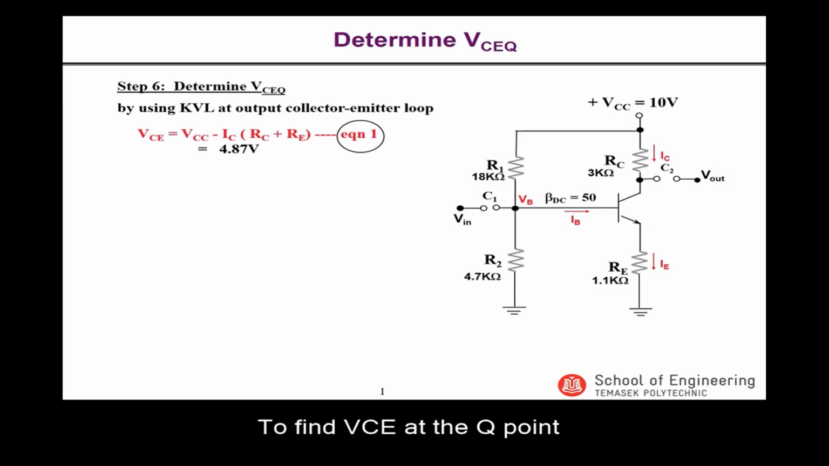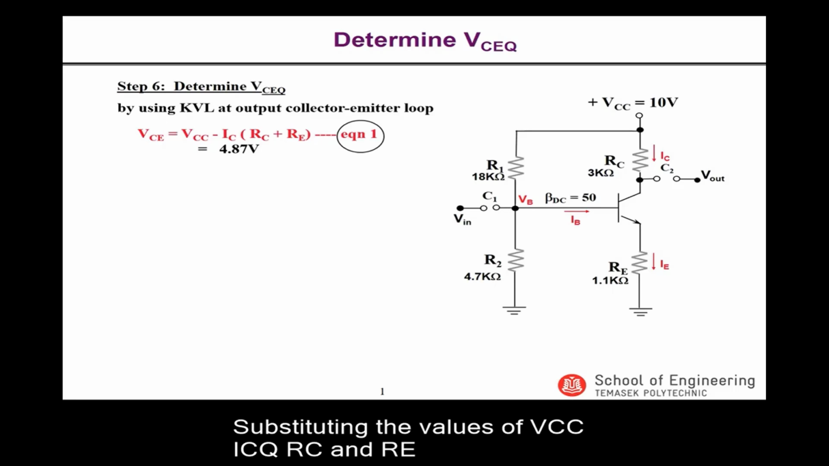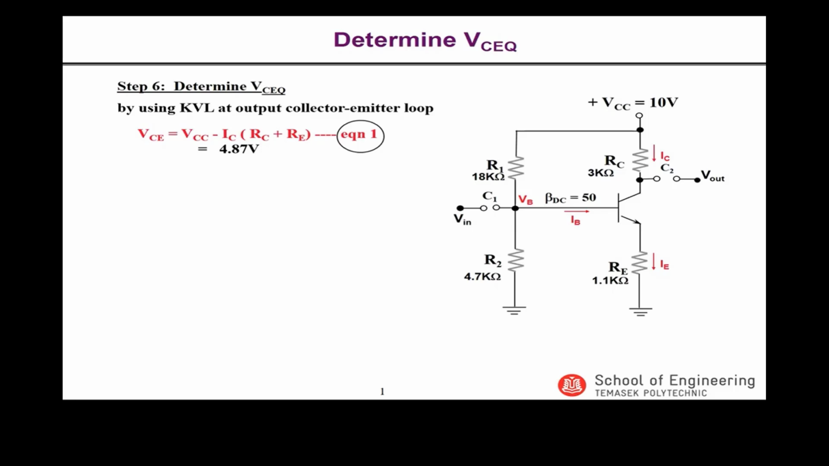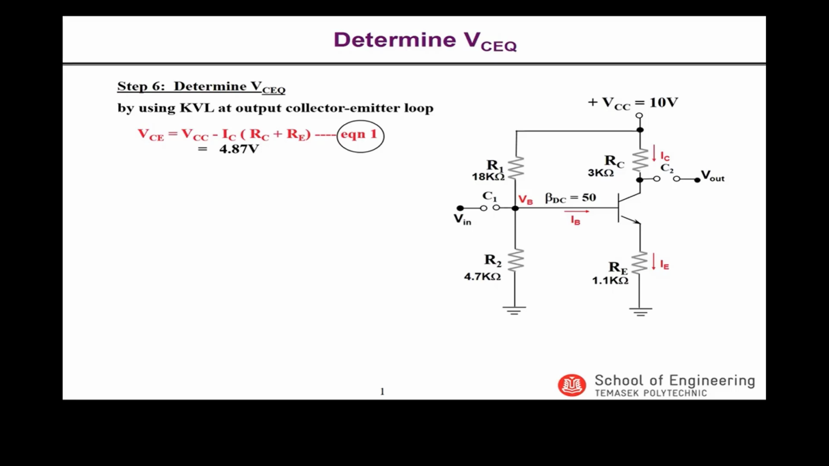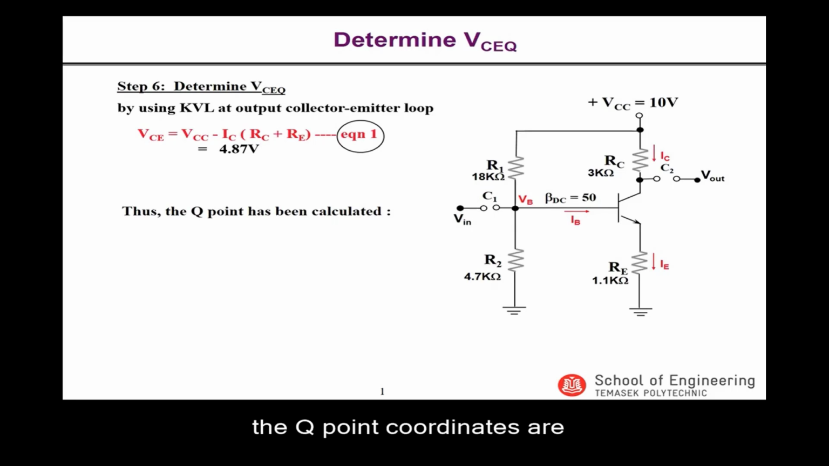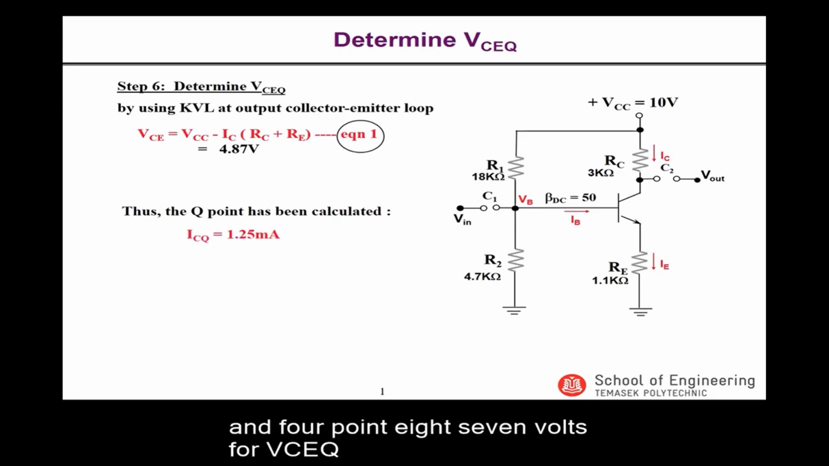To find VCE at the Q point, we substitute IC with the ICQ value which we had earlier derived and determined in the previous step. Substituting the values of VCC, ICQ, RC, and RE, we obtain the value of 4.87 volts for VCQ. Thus, we can conclude that the Q point coordinates are 1.25 milliamperes for ICQ and 4.87 volts for VCQ.